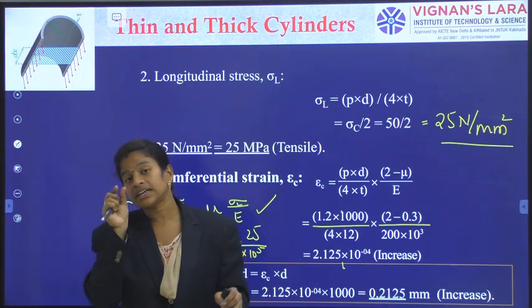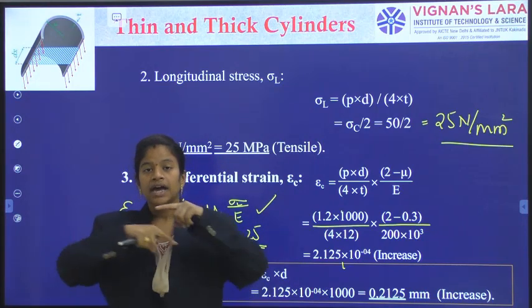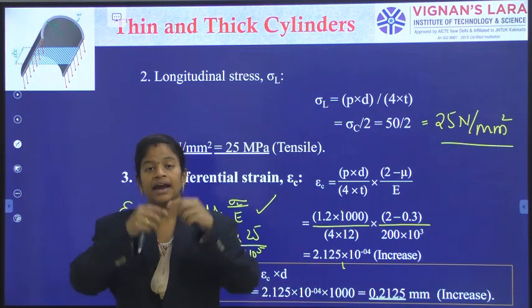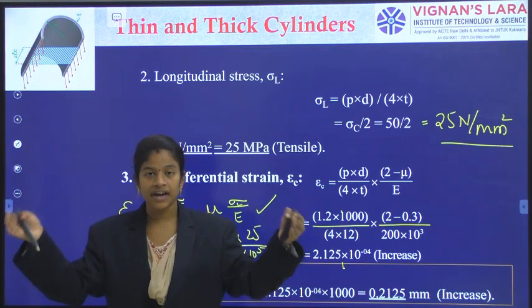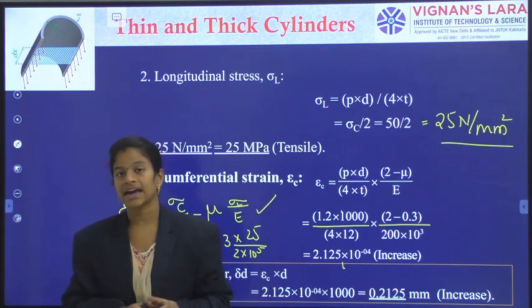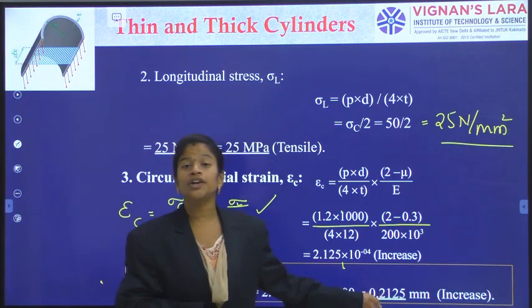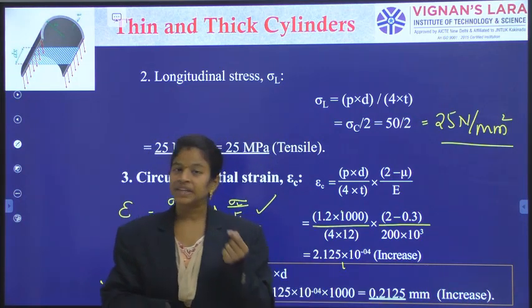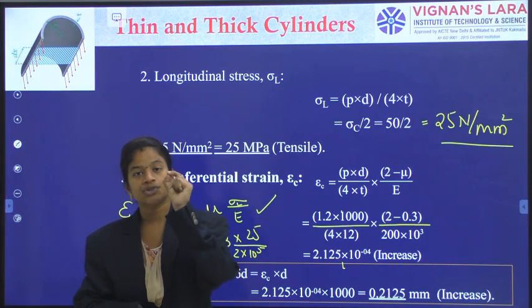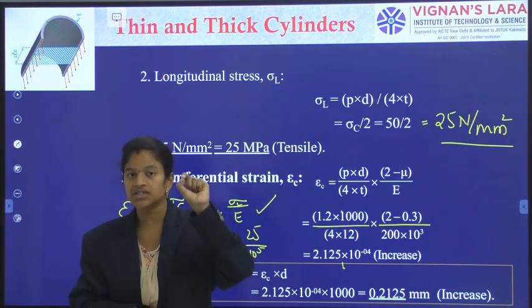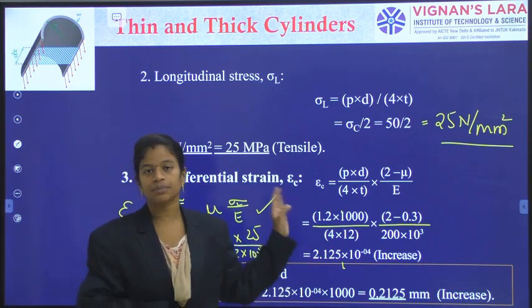How much diameter increased overall? The initial diameter is D, and when you observe the final diameter, final minus initial, that increase in the diameter is 0.2125 millimeters. It is not even 1 millimeter. 0.2125 millimeters of the diameter is increased due to the pressure of the fluid.